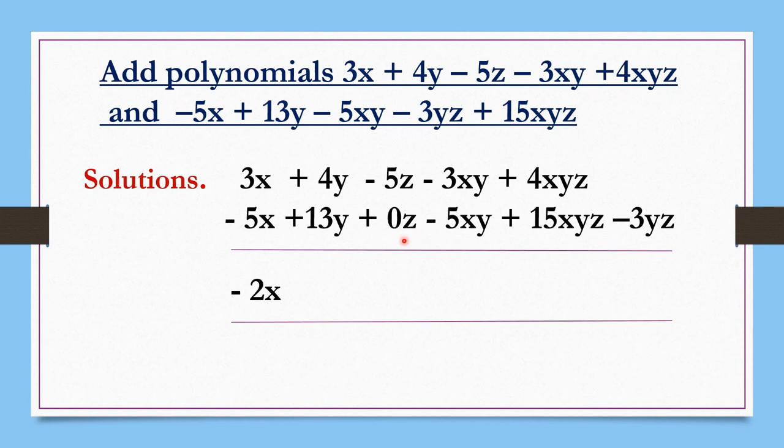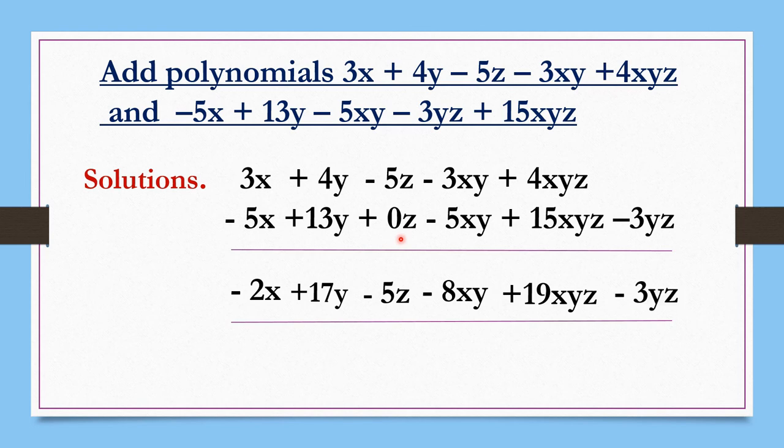Now we can see the first one, we have already arranged the like terms. So it's very simple. 3x minus 5x becomes minus 2x. Then 4y and 13y can be added together, which is 17y. Minus 5z plus 0z becomes minus 5z. Next, minus 3xy and minus 5xy added together give minus 8xy. Next is 15 plus 4, 19xyz, and minus 3yz. So this is your final answer.